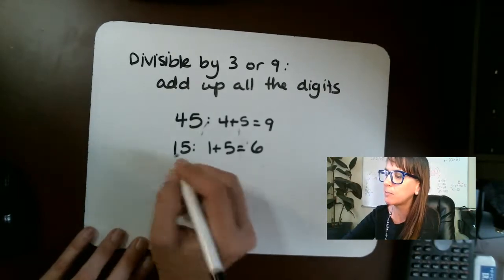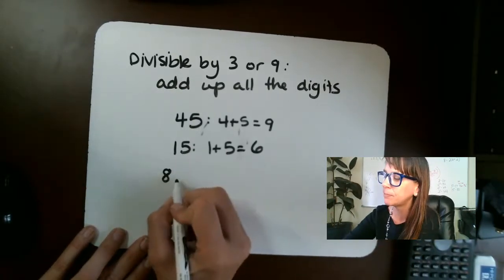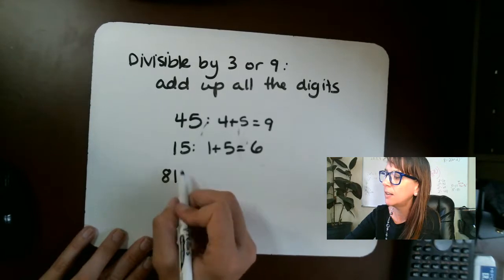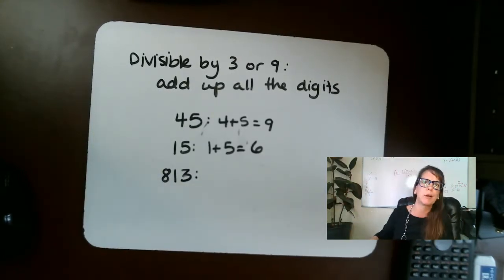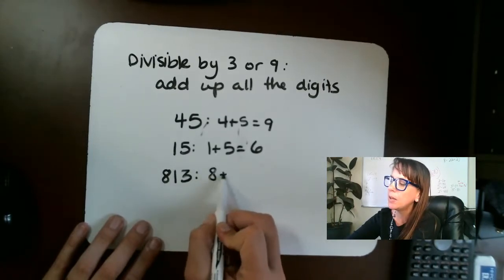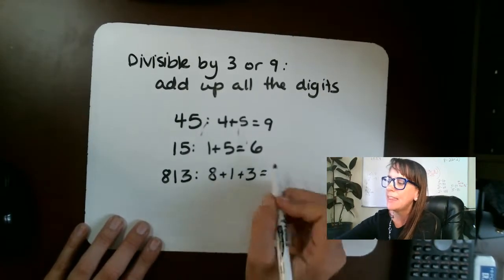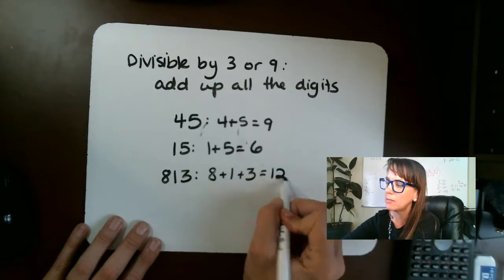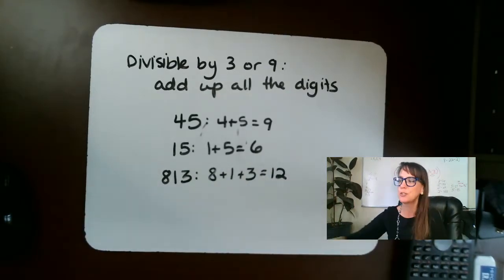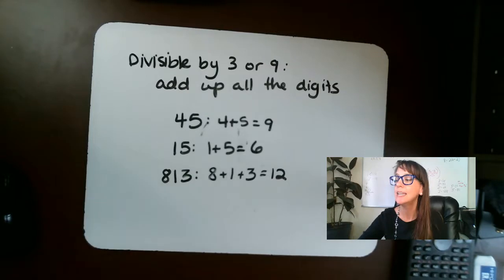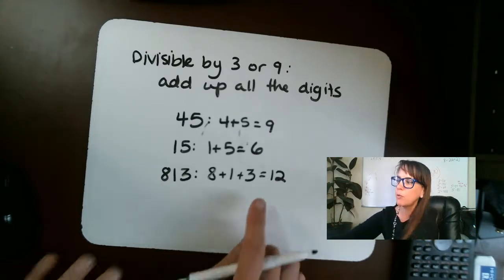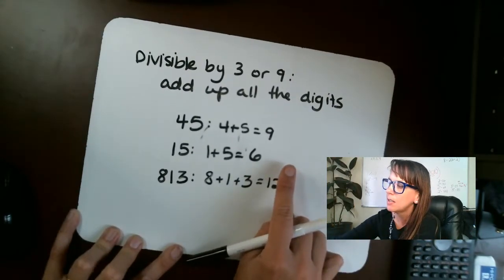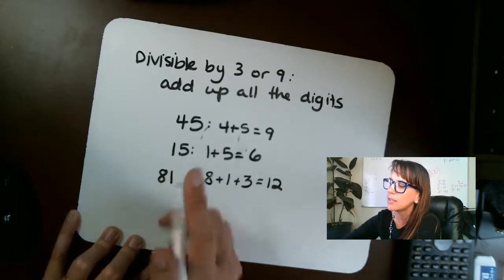So this works with some good ones. We've got 800 and 813. Let's try 813. I'm trying to make these up as I go along, so bear with me. What we know is 8 plus 1 plus 3 gives us 12. Does 3 go into 12? Yes. So 3 is going to go into this number. Does 9 go into 12? No. So 9 is not going to go into this number right here, okay? That goes for, let's say, this.